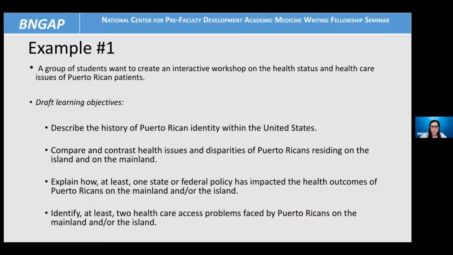I can comment for the first learning objective, describe the history of Puerto Rican identity within the United States. I think doing a survey prior and a post of the workshop, asking the participants about their confidence level in order to describe the stated learning objective, will be able to cover level 1 of the pyramid.